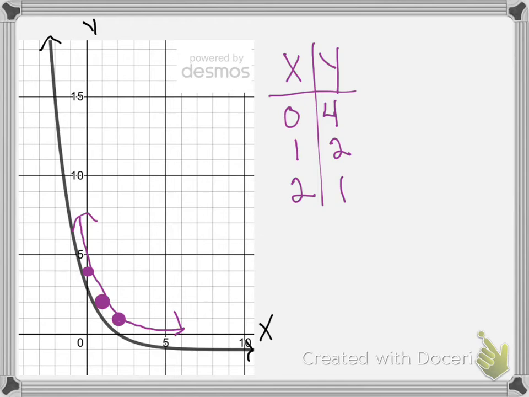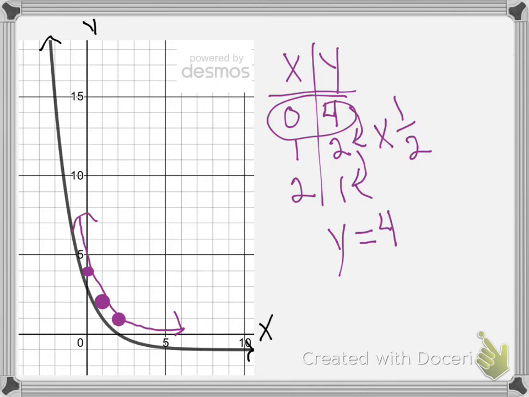So this function, okay, whether you're looking at the black one or the purple one, is showing decay, all right? So to go from 4 to 2, we divide by 2. To go from 2 down to 1, we divide by 2. Or instead of dividing by 2, we're multiplying by 1/2. And we know that the y-intercept for that purple function is 4. So the equation will be y equals 4 times 1/2 to the x power.